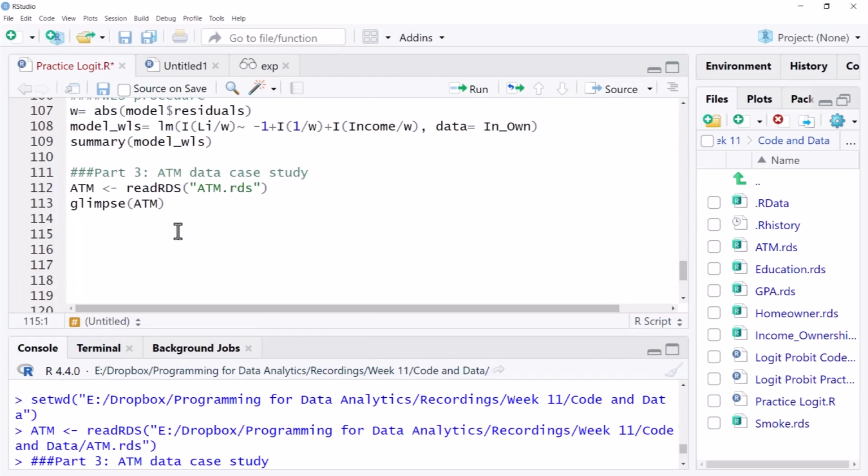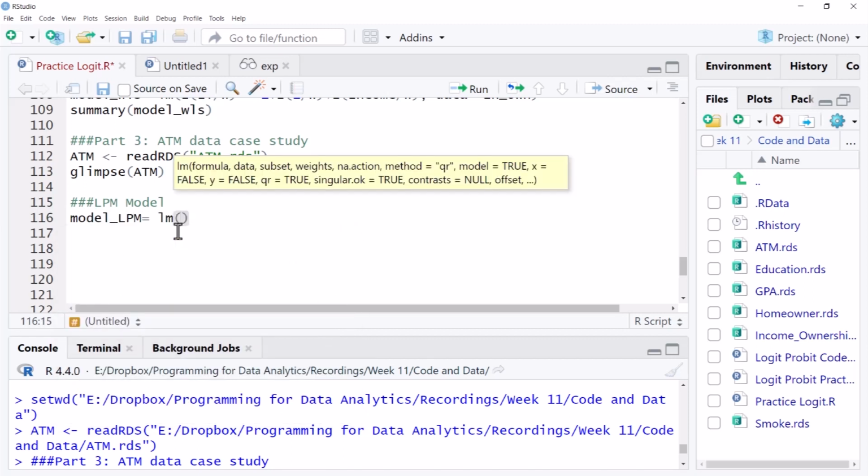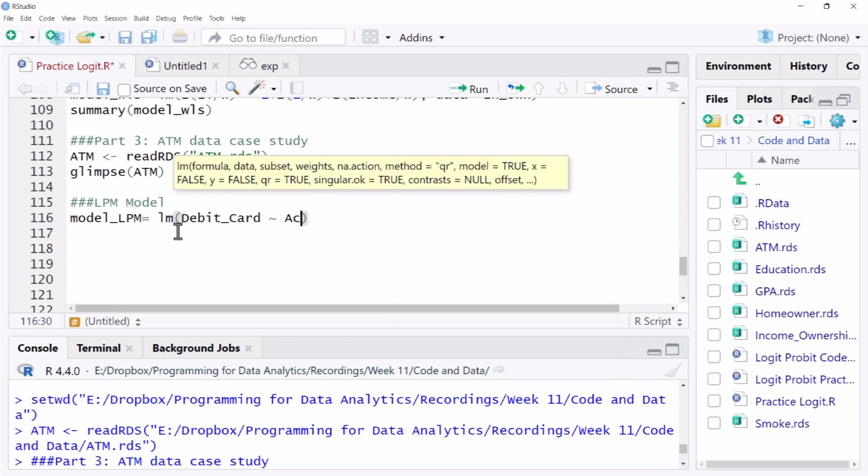Let us start by running the simple linear LPM model. We'll name it model_LPM, and we need lm for linear modeling. We have this debit card variable, and we'll regress it on account balance plus number of ATM transactions. Then another important variable is whether it receives interest, and data is ATM. So this is our linear probability model. We'll run this model.